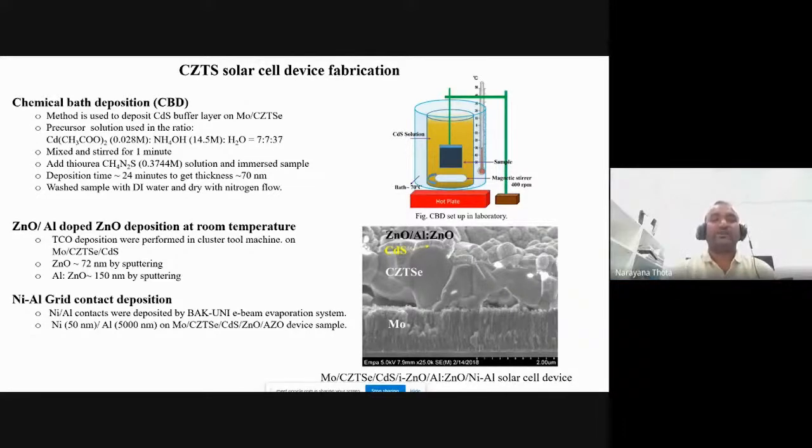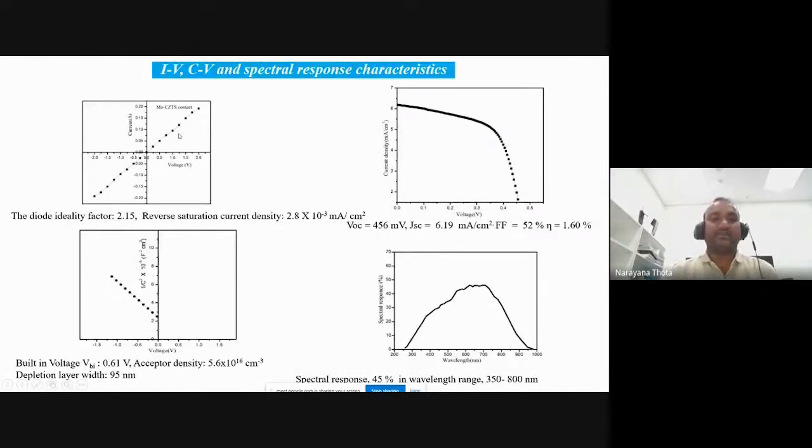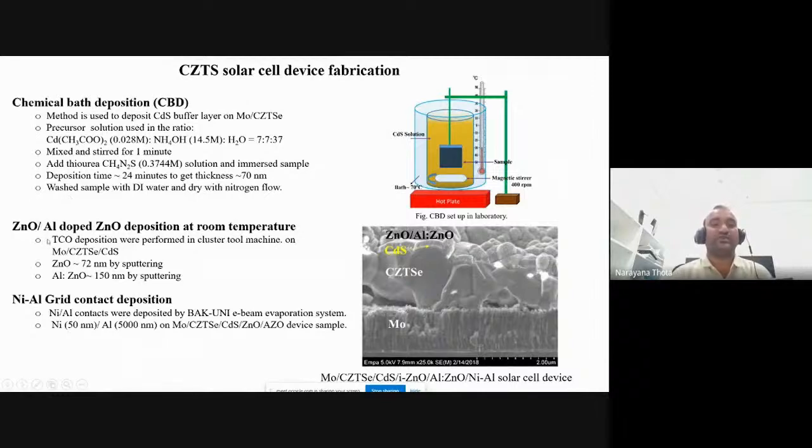Then we use chemical bath deposition to make the N-type material. We have prepared some precursors, a recipe to get the CdS material. Then the aluminum doped ZnO was deposited by using sputtering. This is the cross-sectional image of the device: the substrate and back contact, the CdS surface layer. And we have deposited the contacts by using an aperture mask.